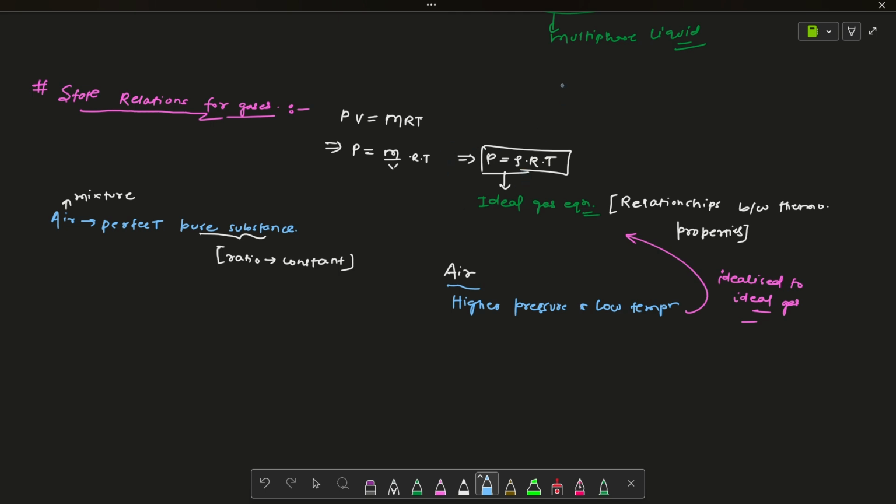And what is this R? Let me explain everything in the equation, P equal to rho RT. Most of you know about this because you have studied it in high school. P is pressure, rho is obviously density, R is the gas constant, and T is your temperature, in absolute terms, that means Kelvin.